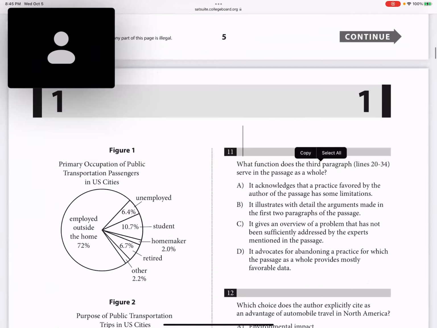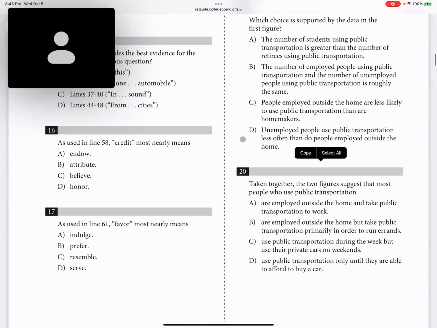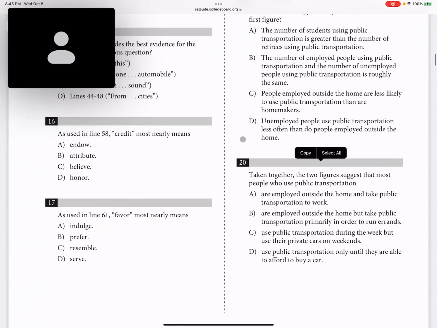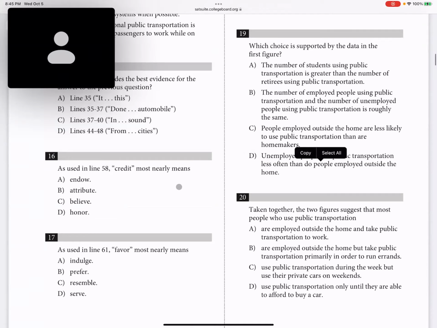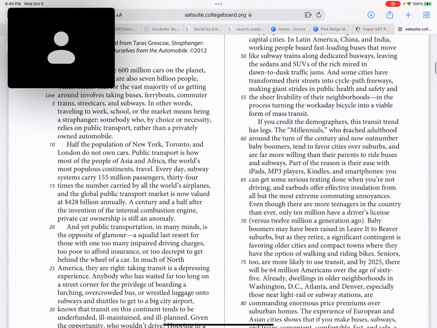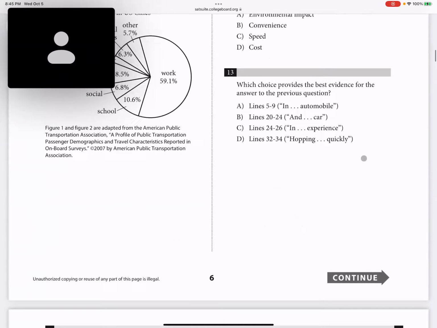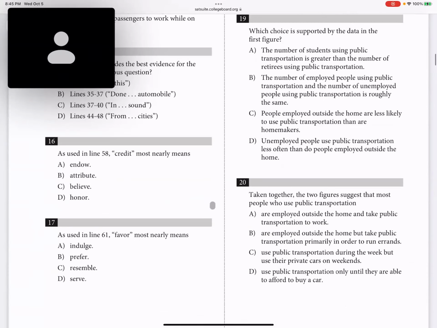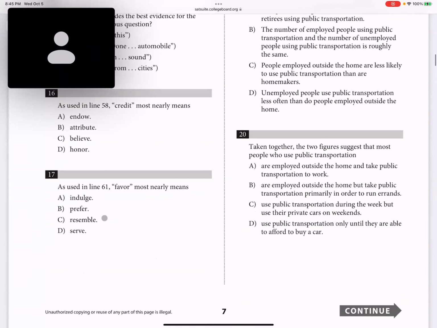All right. Only a few more here. Oh, we get two back to back. 17: as used in line 61, favor most nearly means. Okay, these millennials who reached adulthood around the 20th century and far outnumber baby boomers tend to favor cities over suburbs. Do they tend to indulge cities over suburbs, prefer, resemble, or serve?